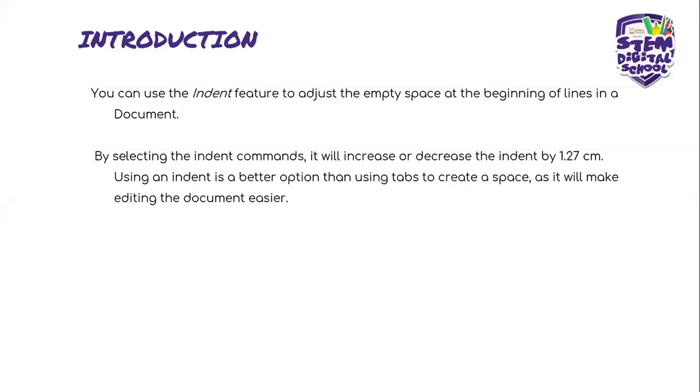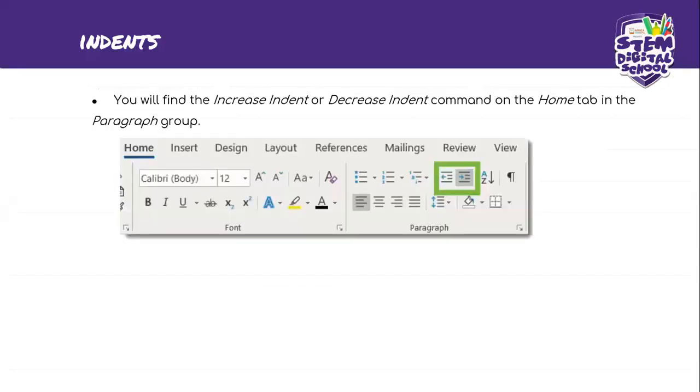Okay, so how do we adjust the space at the beginning of lines in a document? How do we adjust them? If you want to change the space at the beginning of the lines, all you need to do is go to your home tab, paragraph.